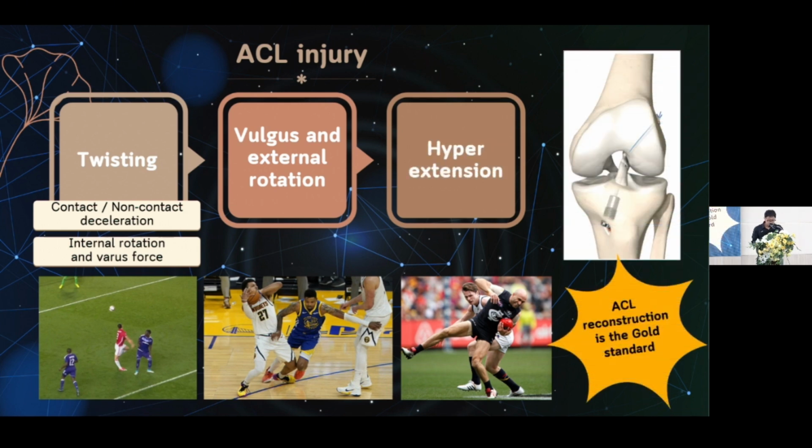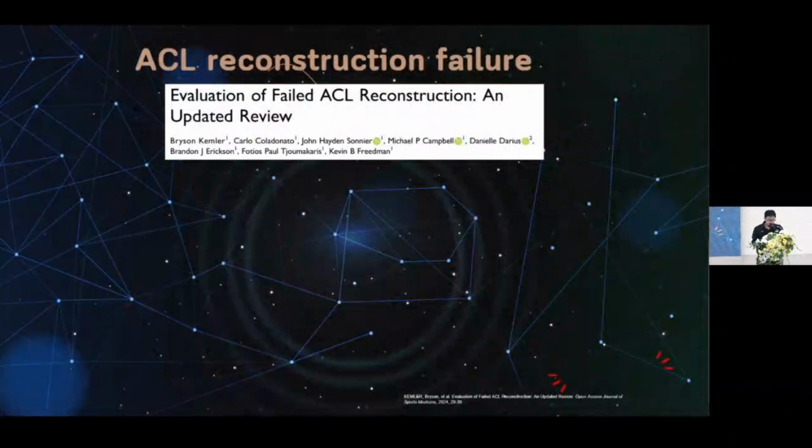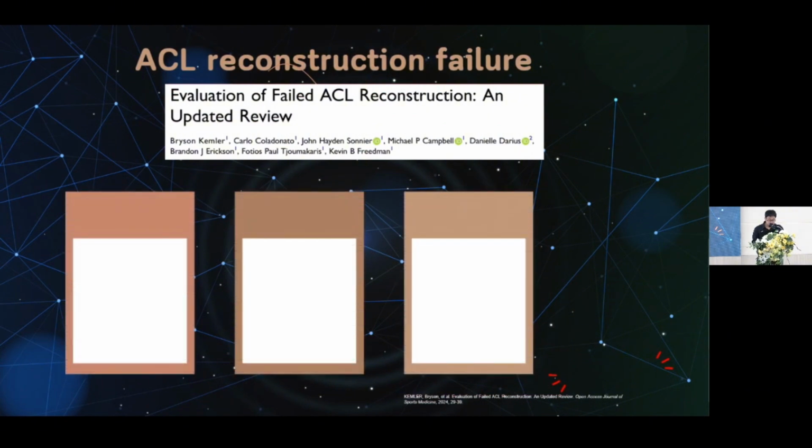Currently, the gold standard for treatment is ACL reconstruction, which aims to help patients return to their normal life and sport activities as quickly as possible. Although we hope for the best outcome from the treatment, there are certain factors that can lead to the failure of ACL reconstruction. According to a study by Bryson Kemmler, the failure rate for ACL reconstruction is 3.2%, which may rise to as high as 11.1% in some studies. The most frequent cause of failure is a traumatic non-contact injury.